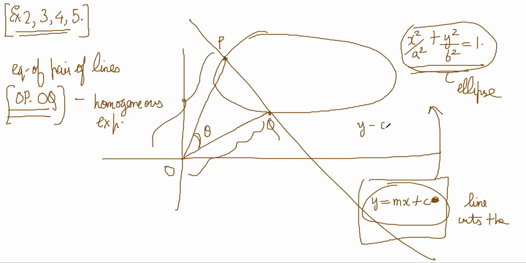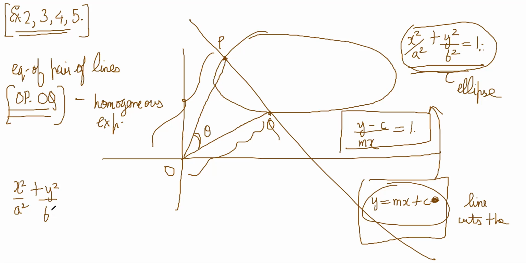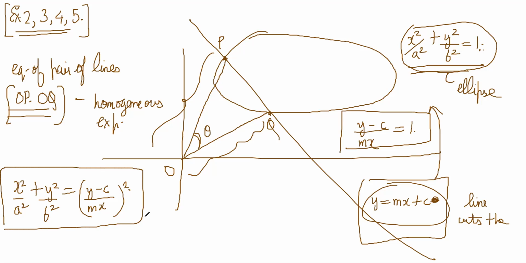You will say y minus c by mx is equal to 1, right? So you can say these are second degree, this is no second degree. So you can say x squared by a squared plus y squared by b squared is equal to 1 square, so y minus c by mx whole square. Yeah, now I remember. So this equation will be the equation of OP into OQ.